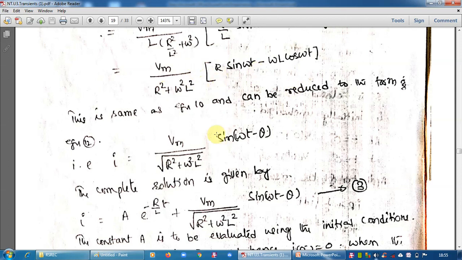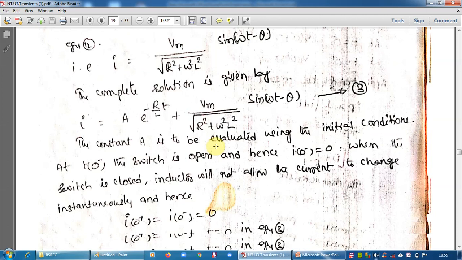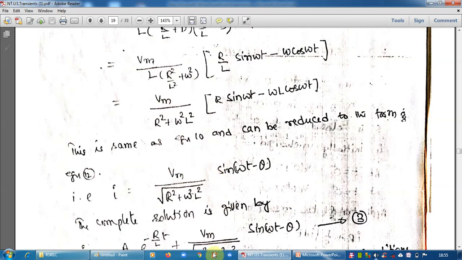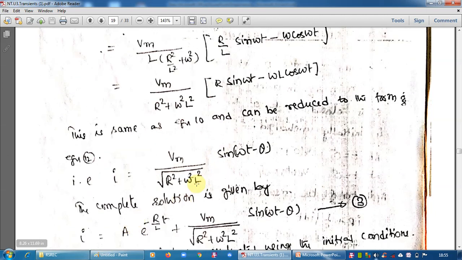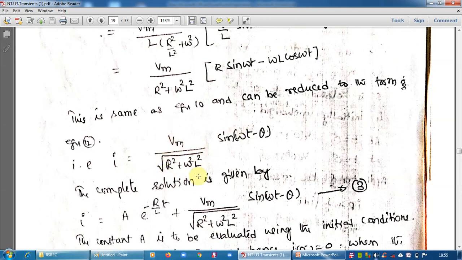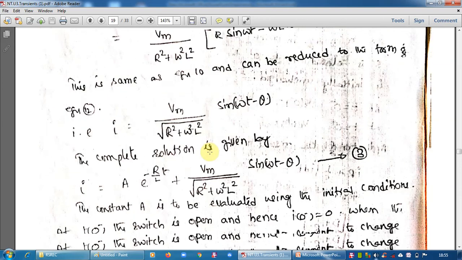This is simplified like this. That is important to understand. The same thing, by using the impedance triangle, we have written there. This is given for the RC circuit also; there also you will get the same thing. Okay, now this is the steady state response.